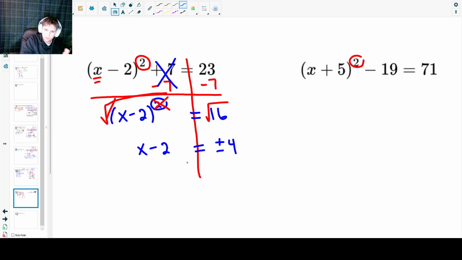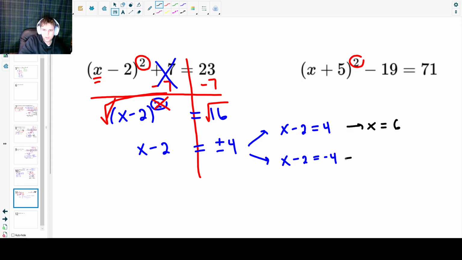You have a couple options here. You can continue to work with this as a positive or negative value, which I'm going to show, or you could split this up into 2 equations, right? x minus 2 equals 4, and x minus 2 equals negative 4. And this is how we're getting our 2 answers by solving these 2 somewhat simple equations. And in this case, if we carry this forward, adding 2 to both sides, we get x equals 6. And then adding 2 to both sides, we get x equals negative 2.